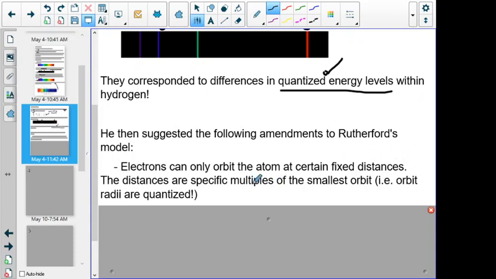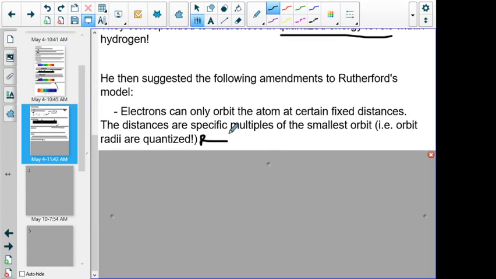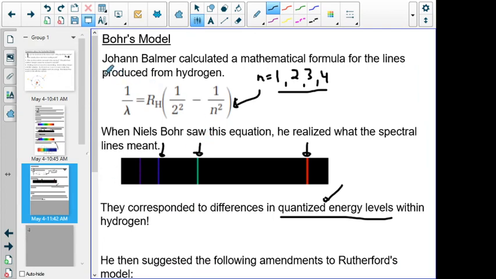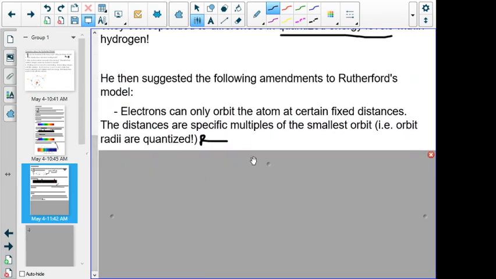So those orbital radii are quantized. This was a really key thing, okay? Because before that, electrons could be anywhere, right? We think back to this list of topics. He's answered this first one right here. Are all the electrons in the same orbit? Well, they may be, but they're in fixed orbits. They can't just be in any orbit.